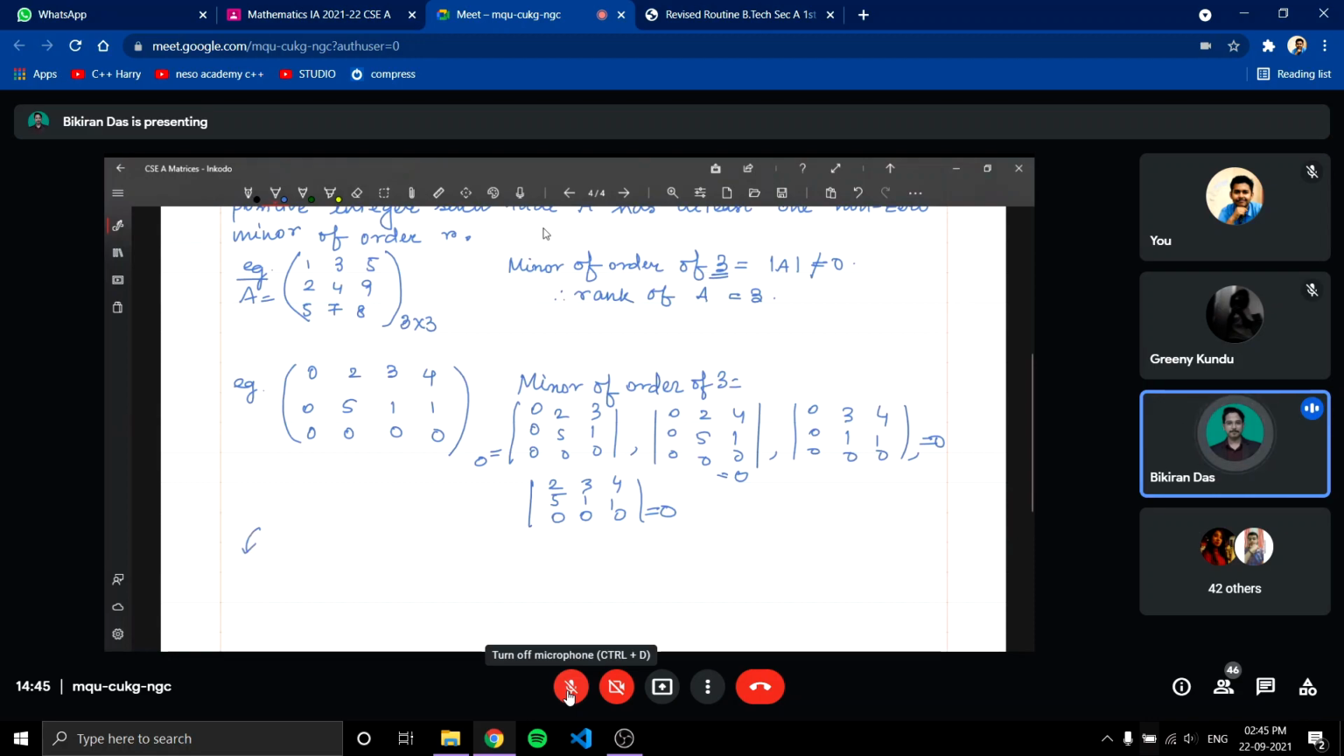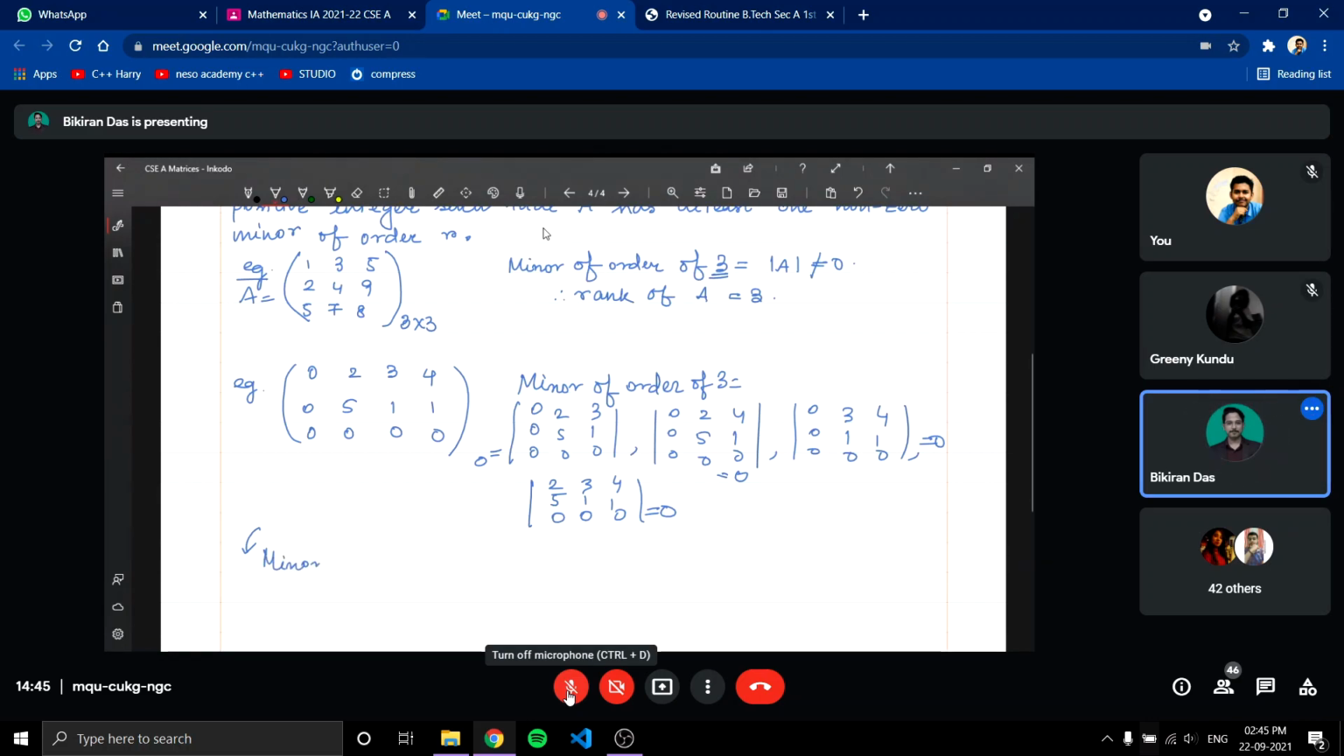So you didn't get the rank, because if 3 were the rank, then you should get at least one of the minors to be non-zero. But you are getting all of them 0. So 3 is not the rank. What we will do is move to the next order.